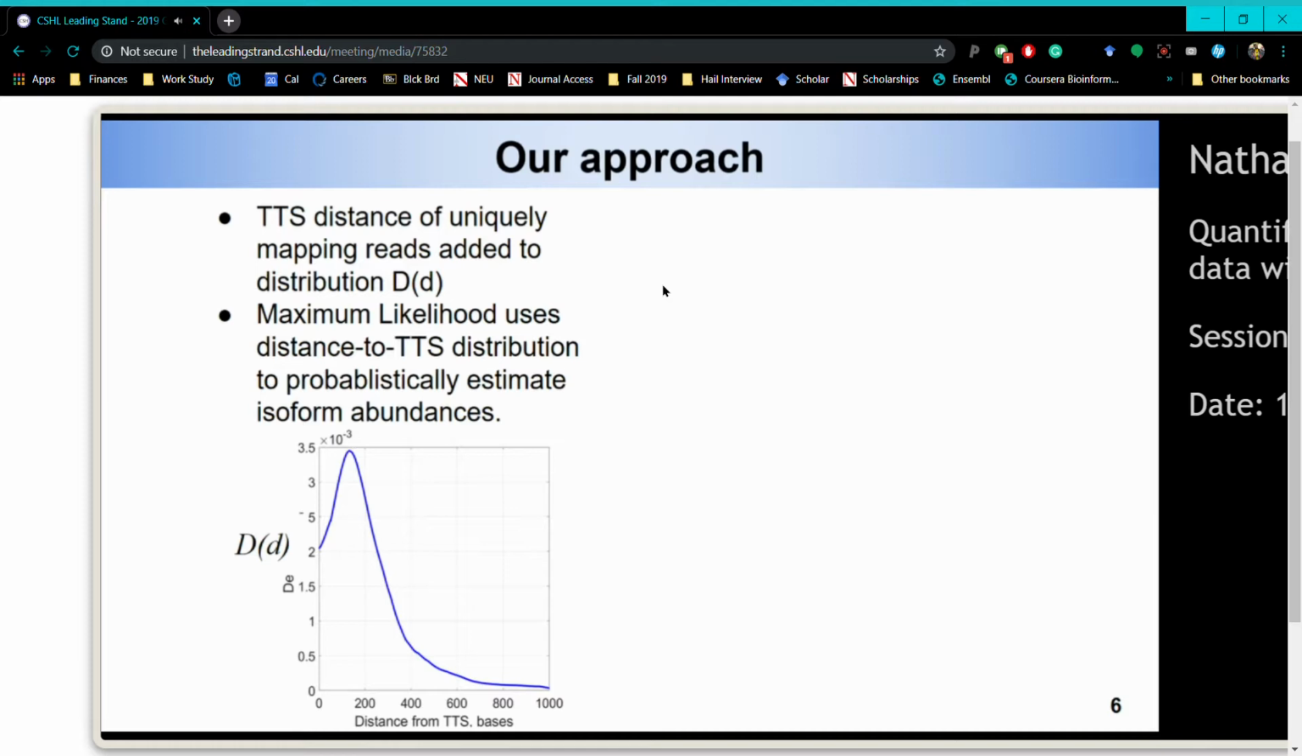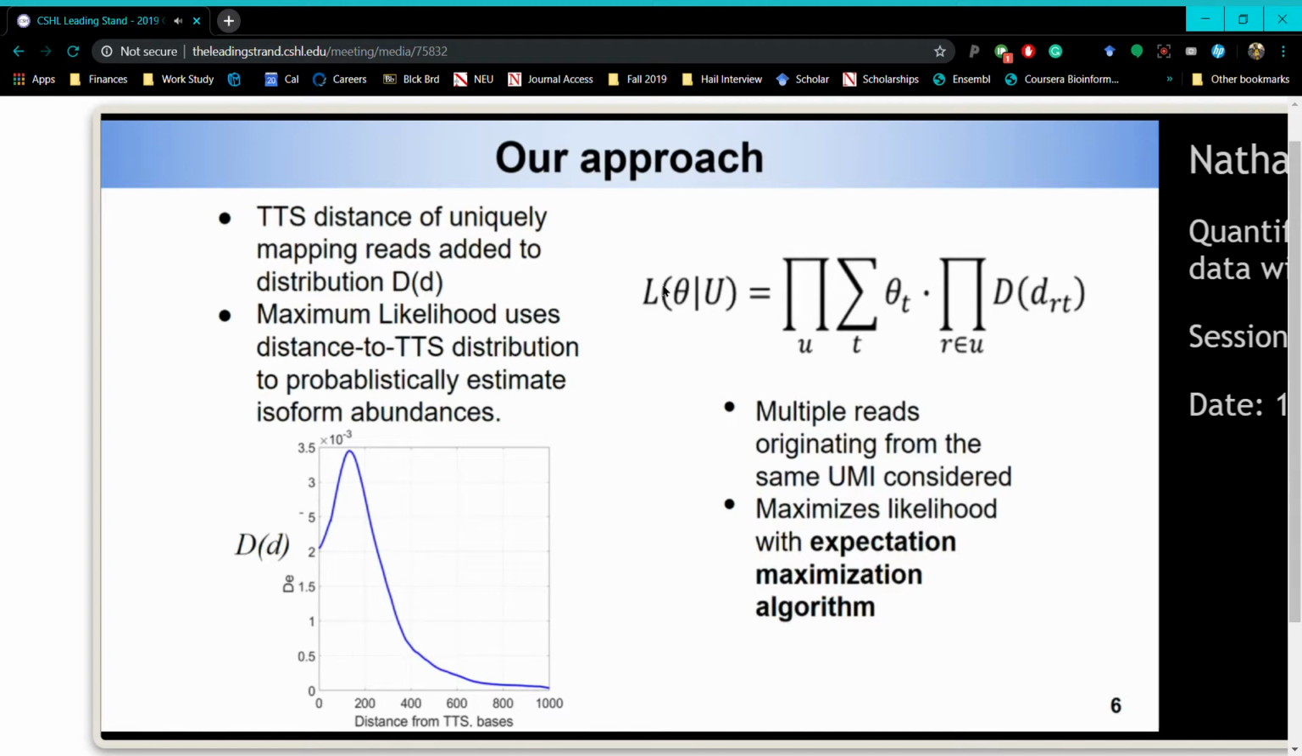And then for the reads or the UMIs that can't be resolved as a result of uniquely mapping reads, we'll apply this expectation maximization approach in an attempt to resolve those and assign a probability of a transcript being associated with a given UMI in the cell of origin, right?